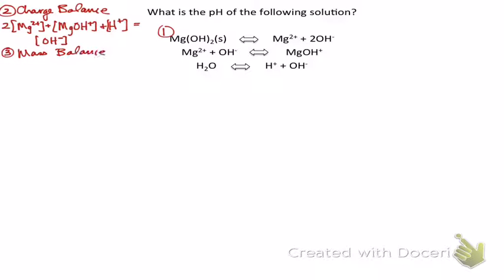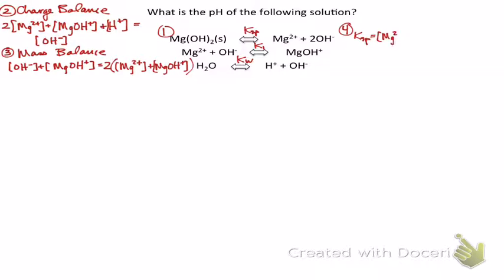For step 3, we're at our mass balance equation. We have hydroxide plus magnesium hydroxide cation is equal to 2 times the sum of the magnesium containing species, Mg2+ and MgOH+. So we have our mass balance equation. In step 4, we write our K expressions. I like to label them in my balanced chemical equations so that if I need to come back and verify that I wrote the right one, I know that it's written with the corresponding balanced chemical equation next to it.